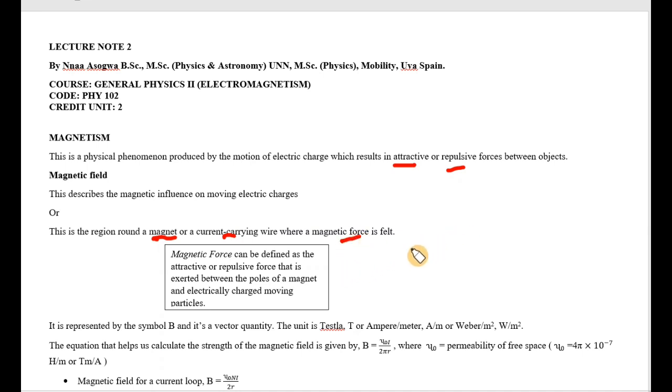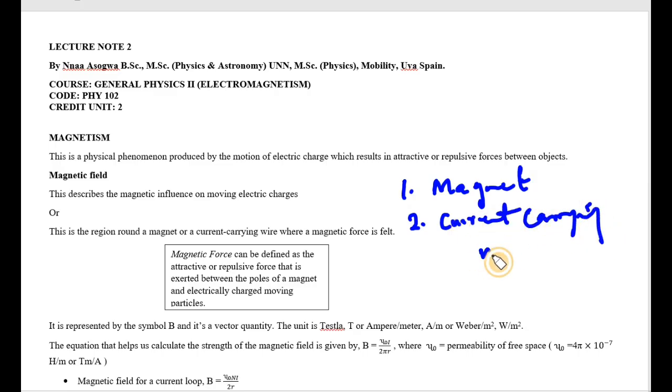And what is magnetic force? Magnetic force is that attractive or repulsive force that is exerted between the poles of a magnet or electrically charged moving particles. This is to say now that magnetic field can be produced by a magnet or a current carrying wire.